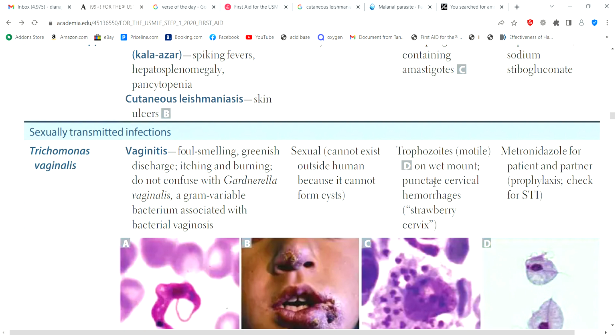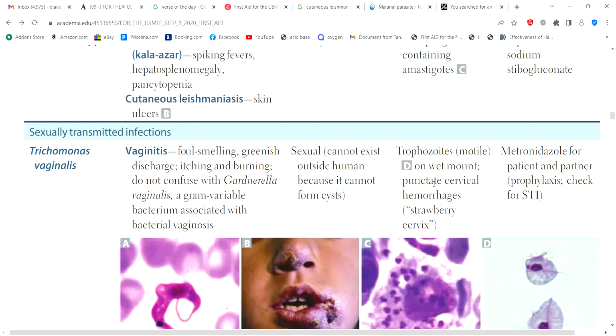Trichomonas vaginalis causes vaginitis. It's a foul-smelling greenish discharge. You have itching and burning. Do not confuse with Gardnerella vaginalis, which is a gram-variable bacterium associated with bacterial vaginosis. So, Gardnerella vaginalis is a bacteria. Trichomonas vaginalis is a parasite.